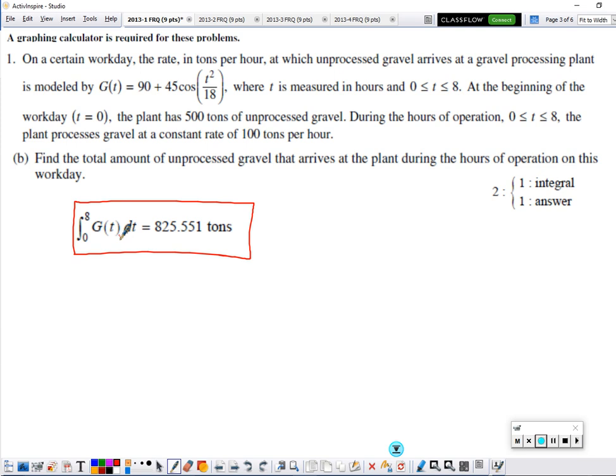So this is the rate at which gravel is arriving. Therefore, this integral is how much gravel arrived. You don't need the absolute value. The only place I've seen absolute value needed is when we're finding total distance traveled. And that's because velocity can be both positive and negative. This rate, let me pull it up for you.